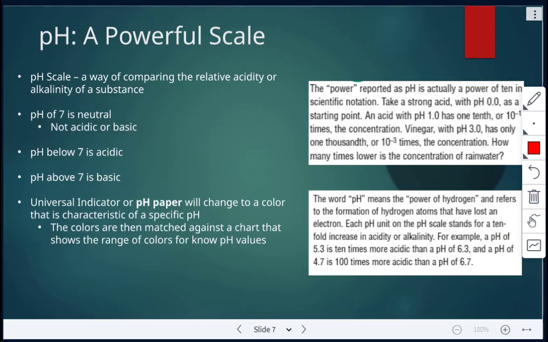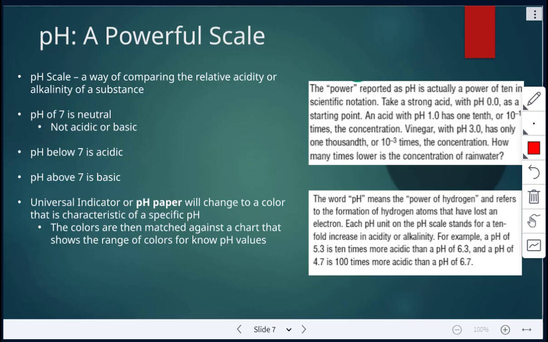All right, so pH, a powerful scale. The pH scale is a way of comparing the relative acidity or alkalinity of a substance. So a pH of 7 is neutral. It's not acidic or basic. Once you see a pH below 7, it's acidic. A pH above 7 is basic.